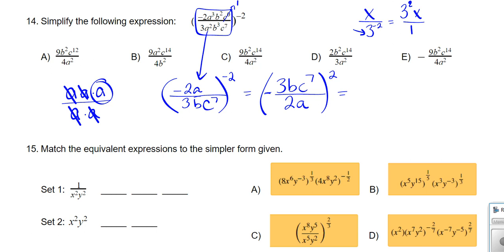Hope you said positive. Okay, so another way to think about that would be saying -3 squared, which is 9, b squared, and c to the 7th squared, so that's c to the 14th because I multiply those exponents, over, now I already dealt with the negative with the 3, so it's just a 2 squared, which is 4, and then a squared. 9 b squared c to the 14th over 4a squared, and that is c.